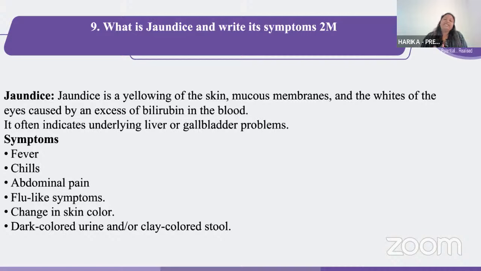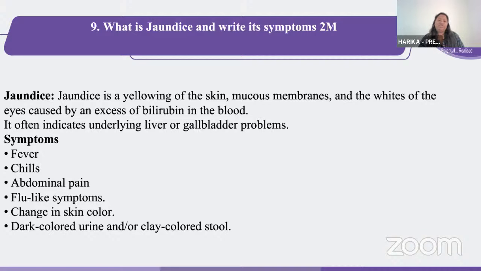So if there is any malfunction in our gallbladder or liver, the person will be affected by jaundice, as the bilirubin is not secreted properly or excreted out of our body. It gets accumulated in our body and we get jaundice.